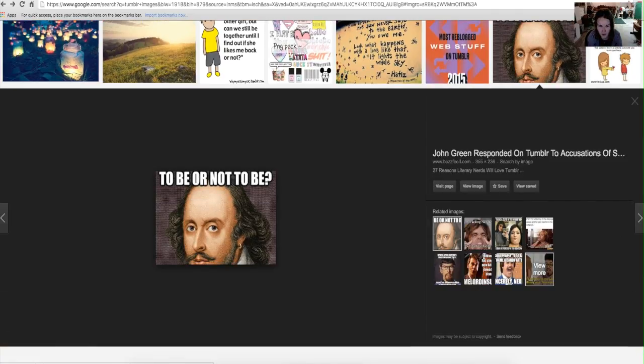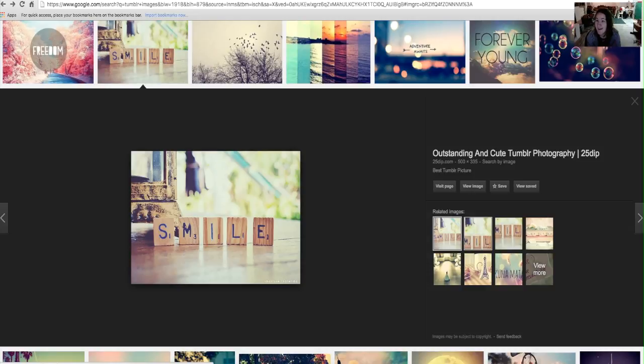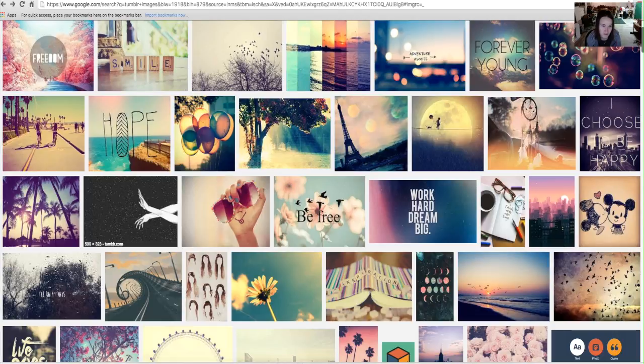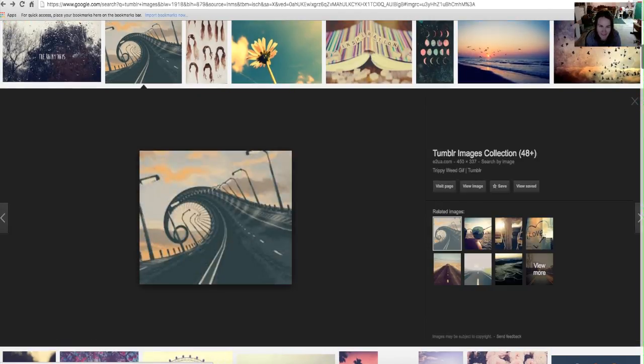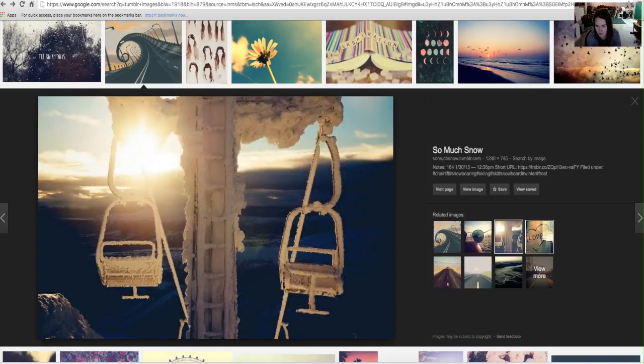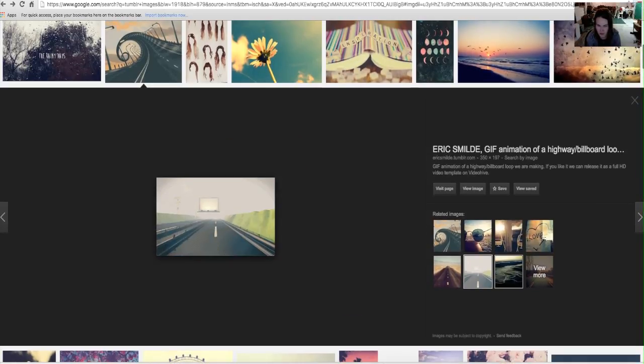To be or not to be. To be or not to be. Smile. Oh my gosh. What the heck? What's the meaning of this image? Is this like an actual image? Or what? I don't want to know. Sunglasses. Okay, this is interesting.